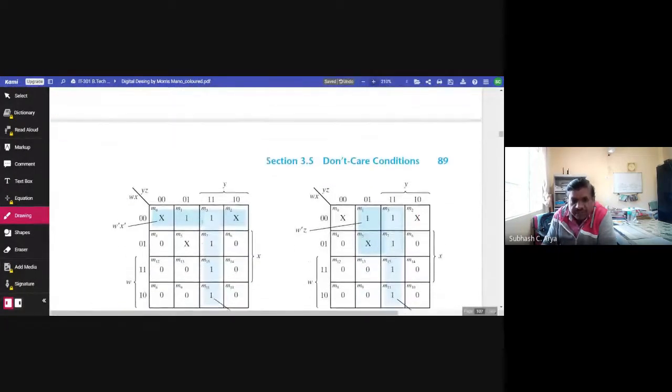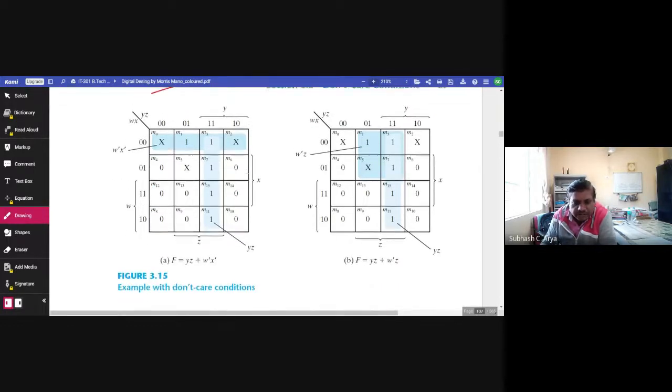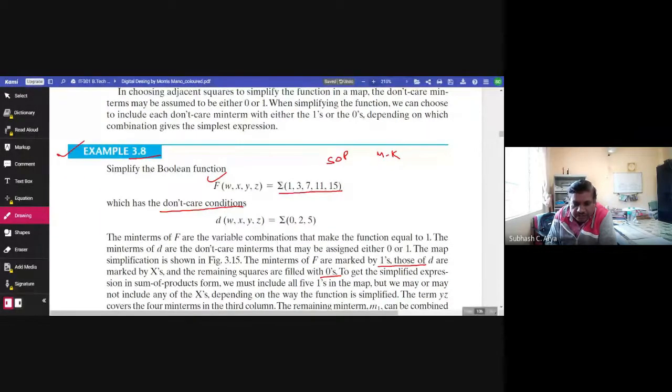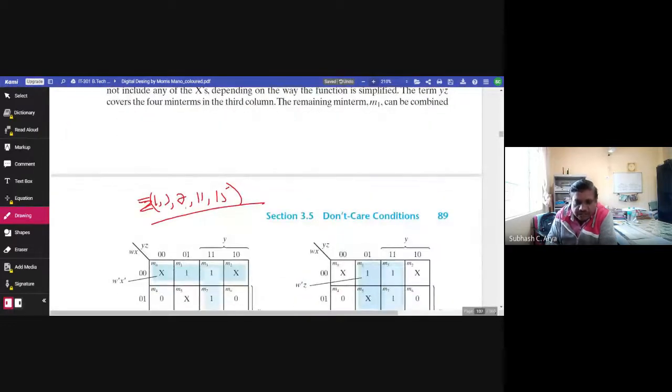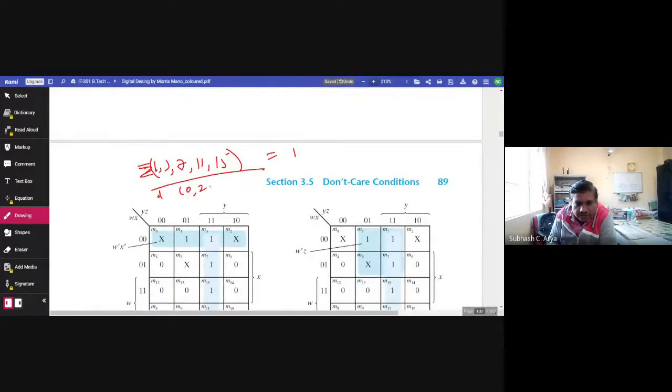So let us see with an example. Here 1, 3, 7, 11 and 15, these are the minterms. The function is given: f is a function of w, x, y, z, and d don't care w, x, y, z is equal to summation 0 to 5. At 0 to 5 we don't care, and however at 1, 3, 7, 11, 15 the function is logic 1. So the don't care conditions are 0 to 5.